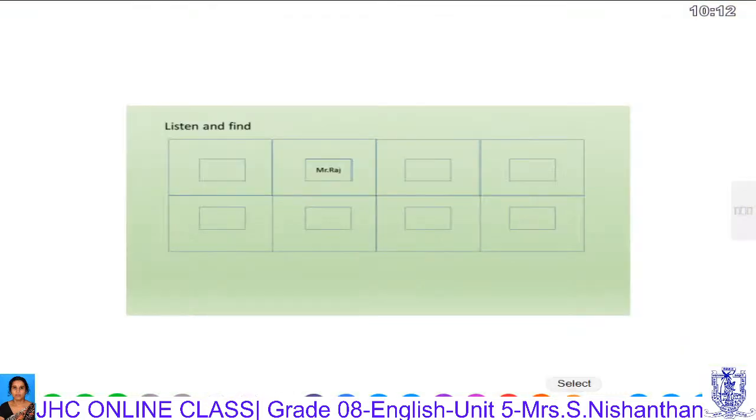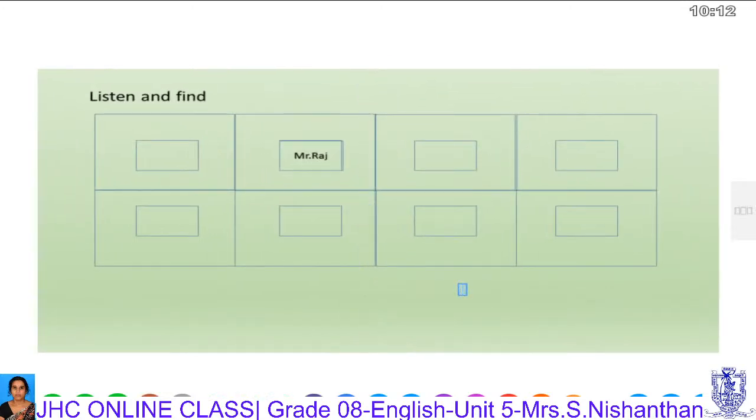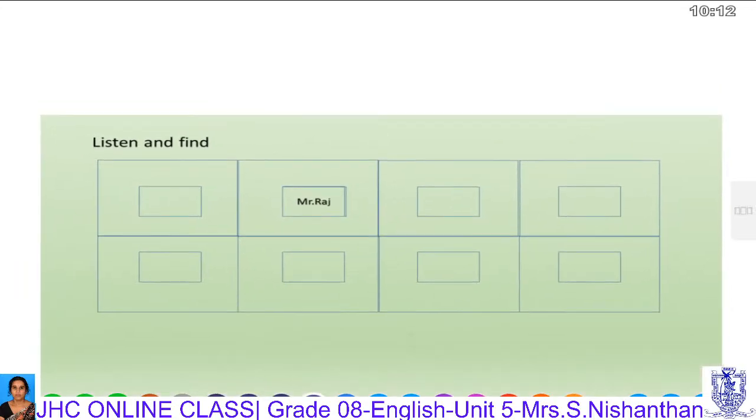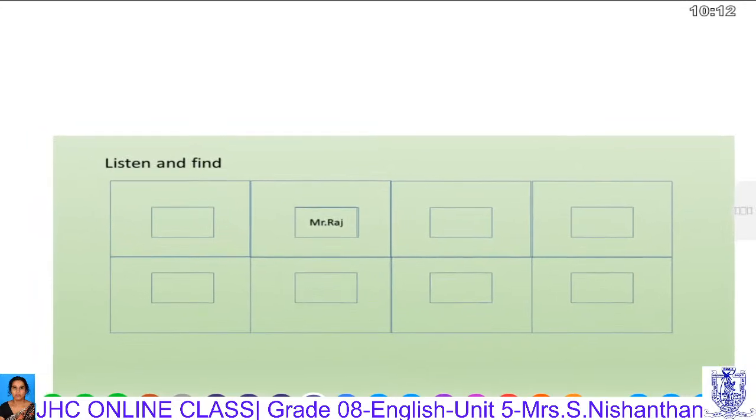Draw this one simply in your exercise book. I'll give you the instructions, and you can do the task. Or you can mark in your textbook using your pencil, and then copy it in your writing book later. Right.